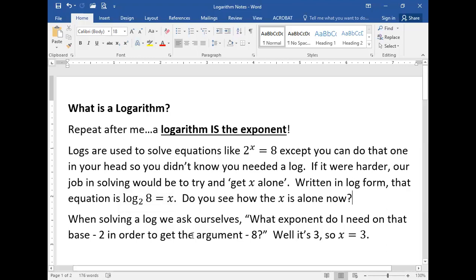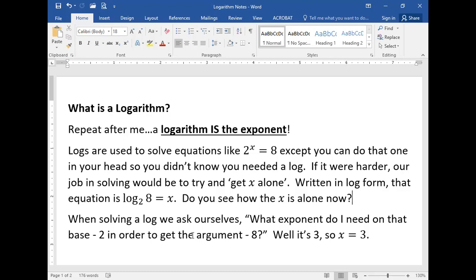Okay. So logs are used to solve equations like 2 to the what equals 8. But you don't need a logarithm to solve that one because you could do that one in your head, right? You didn't really need a lot of help. But what if it was like 5 to the what equals 8? Could you do that one in your head? Anybody? 5 to what power equals 8? Does anybody in this room know that? Come on, that's second grade. It's basic. 5 to the what equals 8?